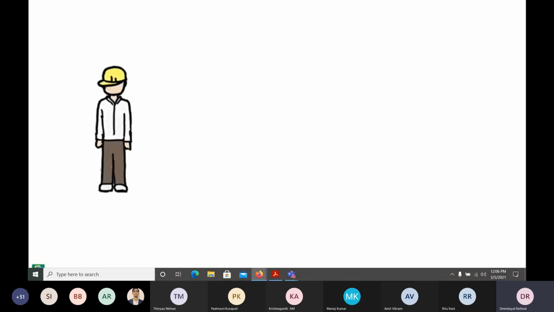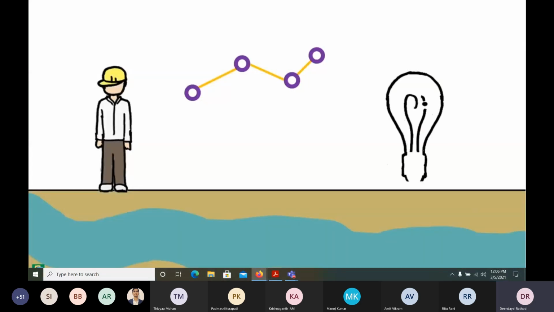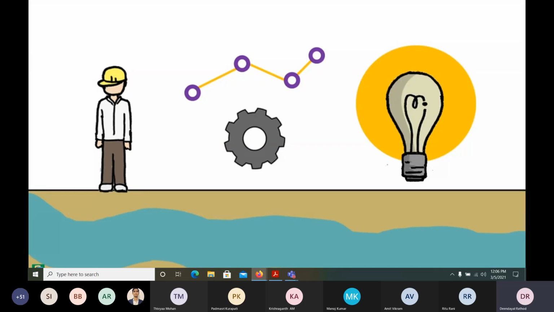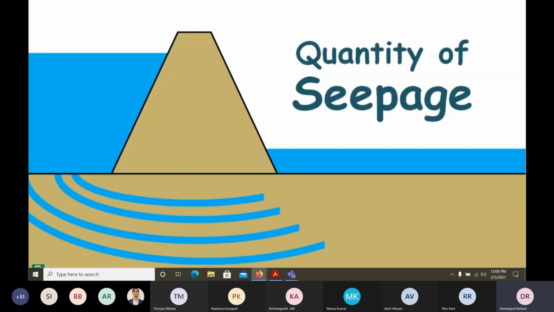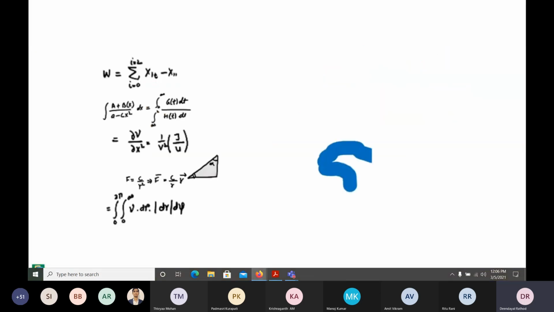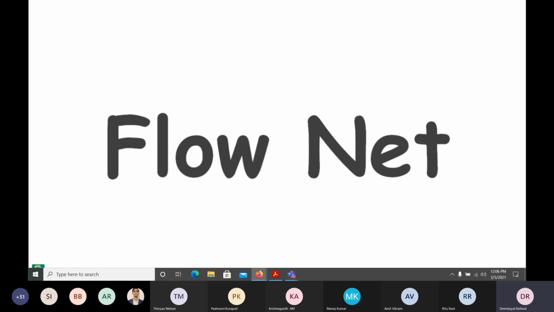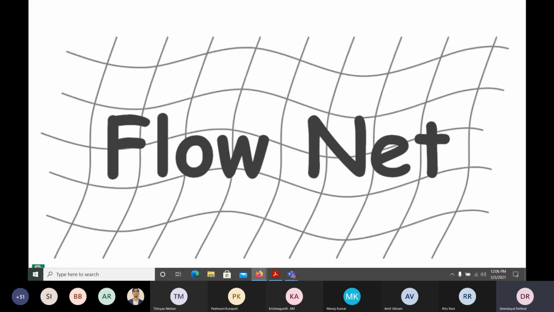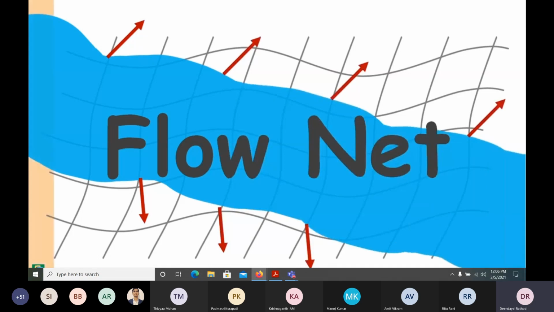As a soil engineer, our aim is to analyze the flow of water inside the soil and try to obtain solutions to the engineering problems faced. One such problem is to estimate the quantity of water percolating via seepage through the soil under a dam. To solve such problems and to analyze multidimensional flow in soil, we make use of a concept called flownet. A flownet is a graphical representation of how the hydraulic energy is dissipated as water flows through the pervious medium.